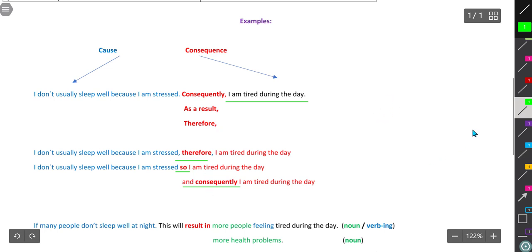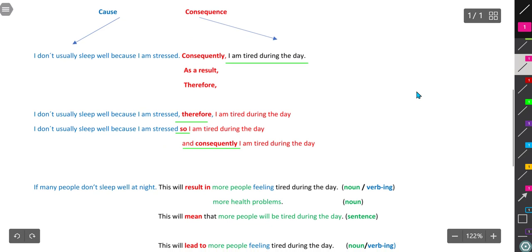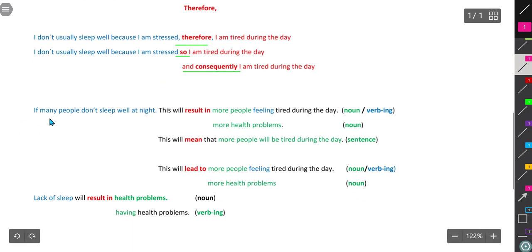Then, if you want to use some special verbs, we can use some verbs to connect ideas, especially to describe the consequence. For example, in this case, you have if many people don't sleep well at night, this will result in more people feeling tired during the day. Or if many people don't sleep well at night, this will result in more health problems. Okay, in this case, what is the difference?